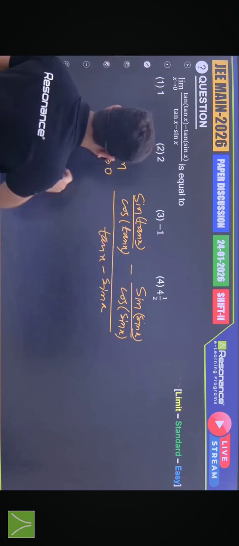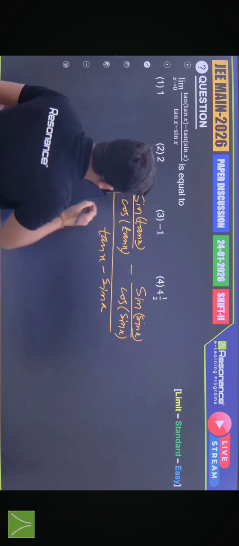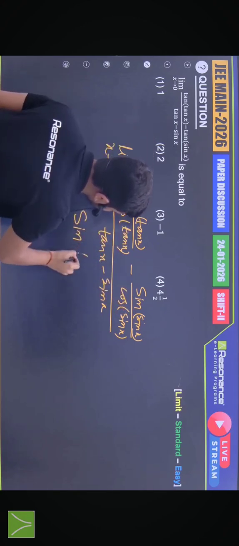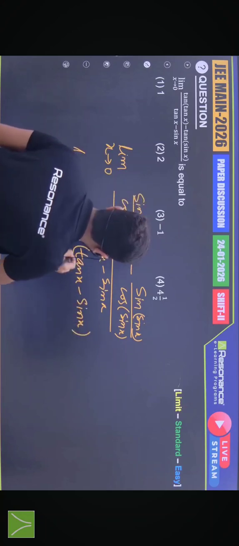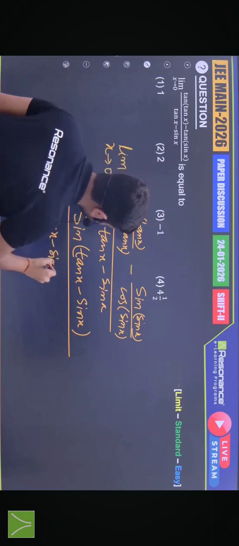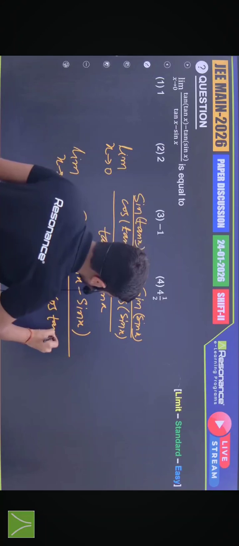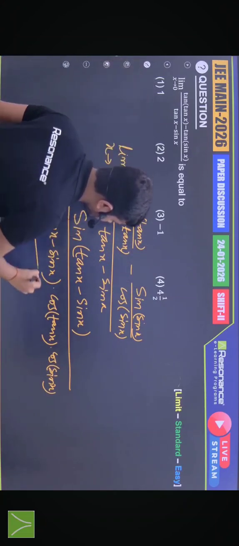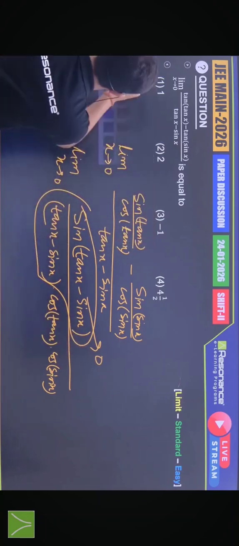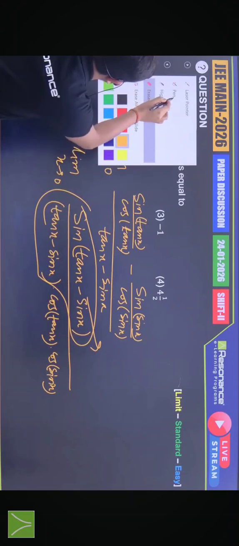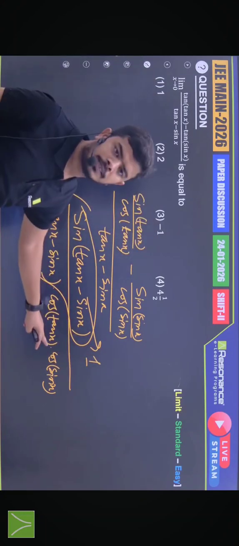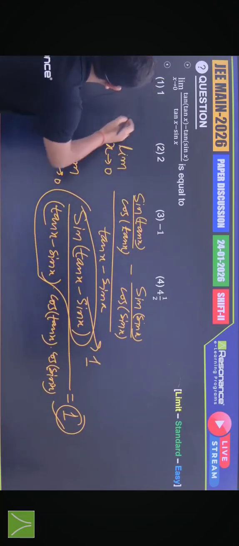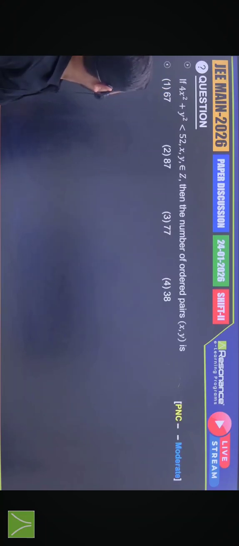Now take the LCM. You will get limit x tending to 0. This will become sine of tan x cos of sin x minus sine of sin x cos of tan x. So in the numerator you will get sine of a minus b, so sine of tan x minus sin x. And the denominator you will get tan x minus sin x times cos tan x into cos sin x. This is your denominator. Now apply the limit. This whole part will become 1. And if you put x as 0, cos 0 is 1 and sin 0 is 0, so cos 0 is also 1. So your final limiting value is 1. So 1 is your answer. Which option is correct? First. So a very easy question.